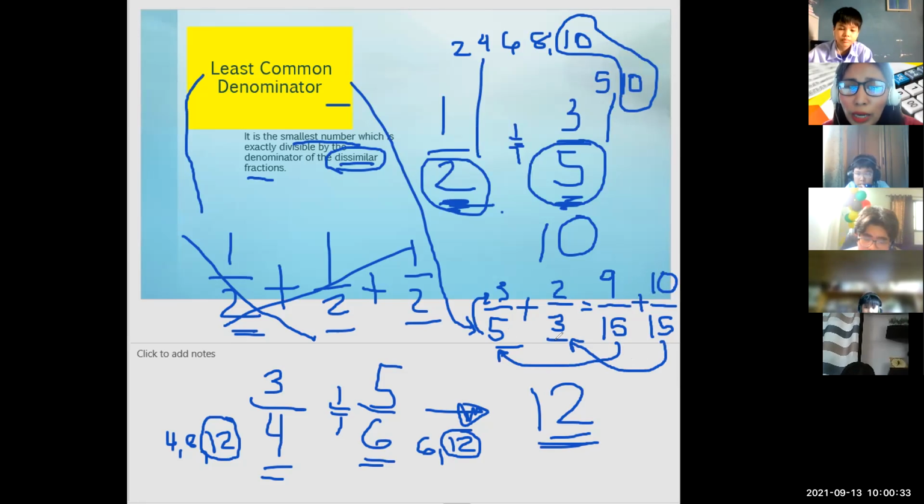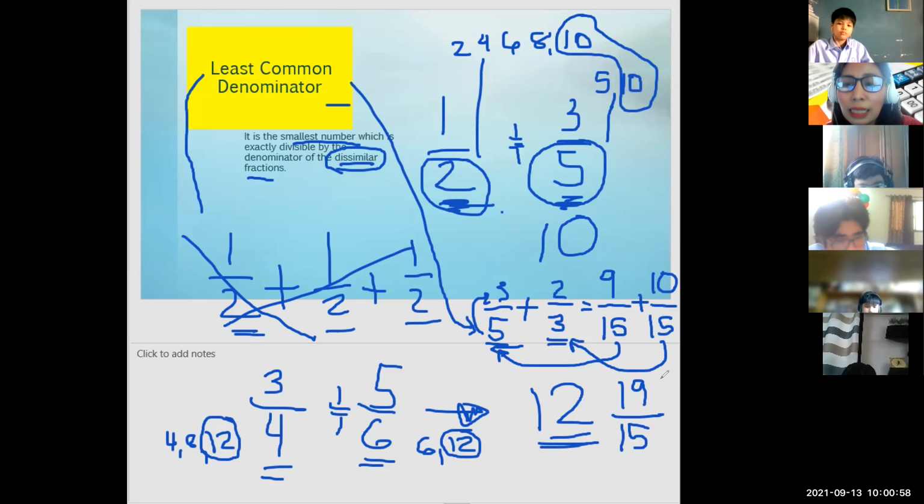Class, you cannot add dissimilar fractions. We need to get their LCD so that you can proceed with the addition. The answer here is 19 over 15. 19 over 15 is the correct answer, but we can still make it the proper way. So the correct answer for this one is 1 and 4 over 15.